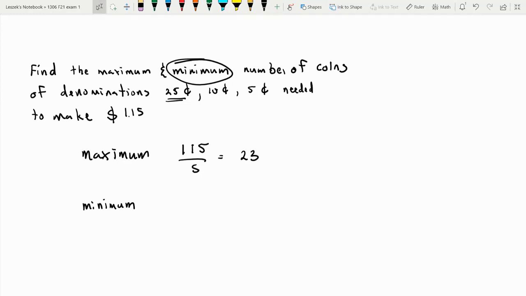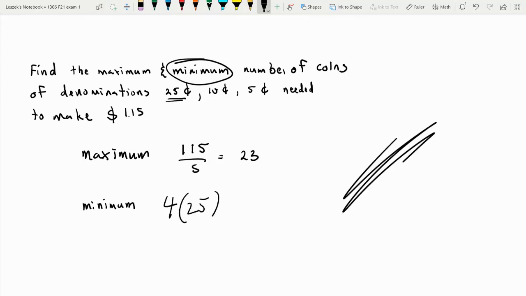Well, 4 of them, right? So you have 4 times 25 cents. So 4 times 25 gives me 100 cents. So how much is left over if you have 100 cents? Where do you put the cent symbol? Is it in front or after the number? Does anybody know? Anyway, you have 100 cents already, so you need 15 more cents.